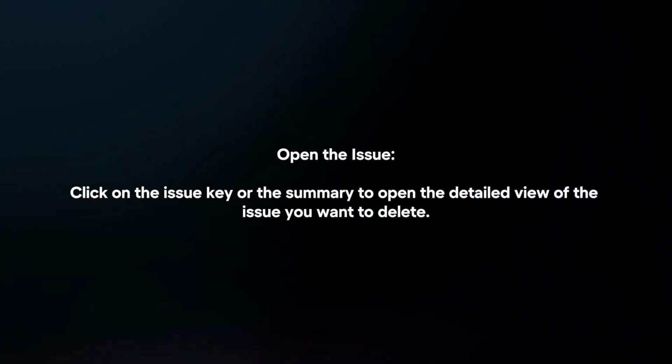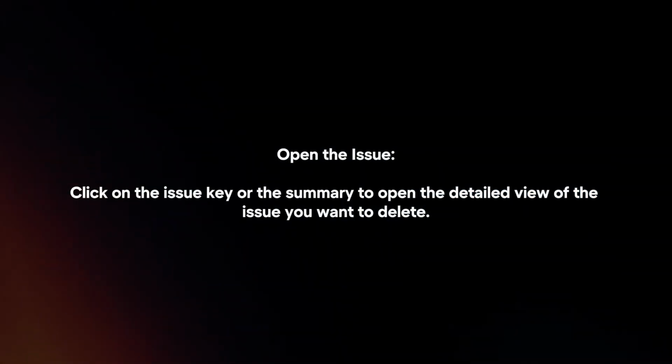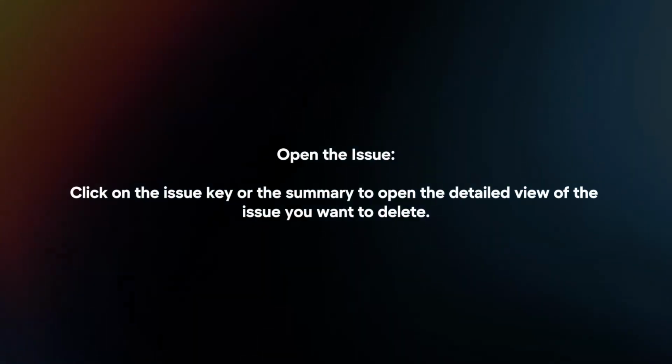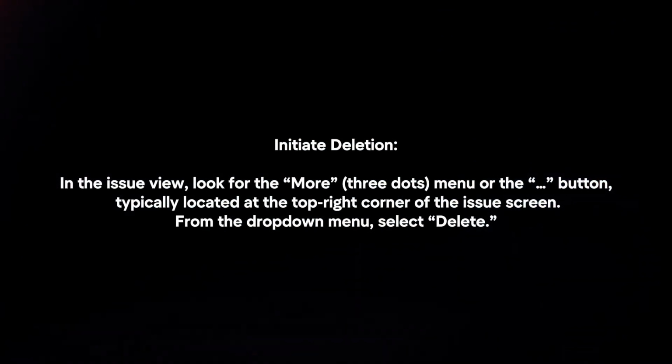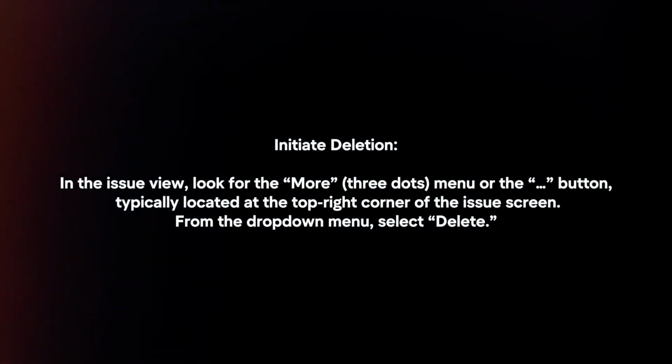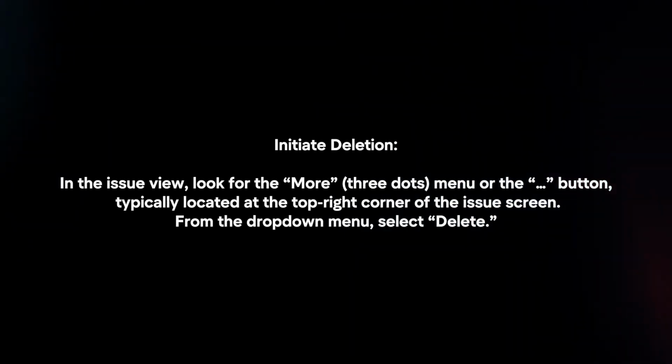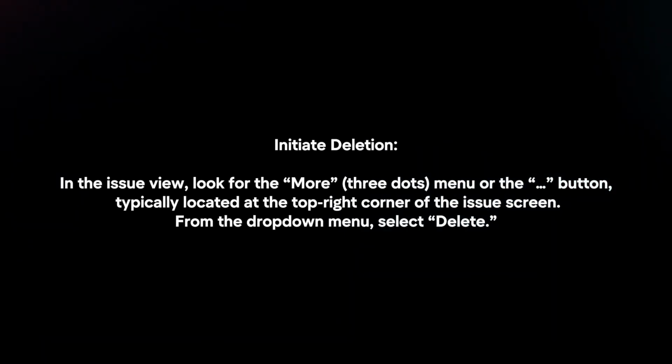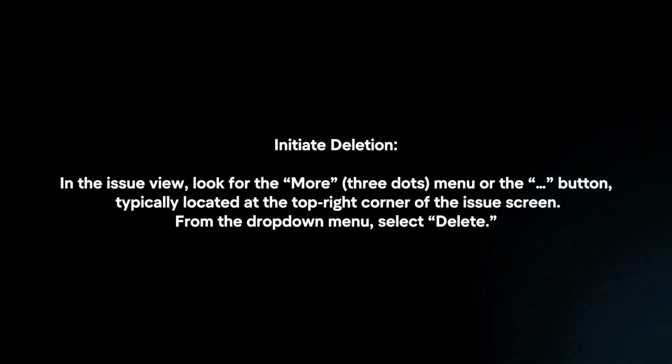Open the issue. Click on the issue key or the summary to open the detailed view of the issue you want to delete. Initiate deletion. In the issue view, look for the More menu or the three dots button, typically located at the top right corner of the issue screen. From the drop-down menu, select Delete.